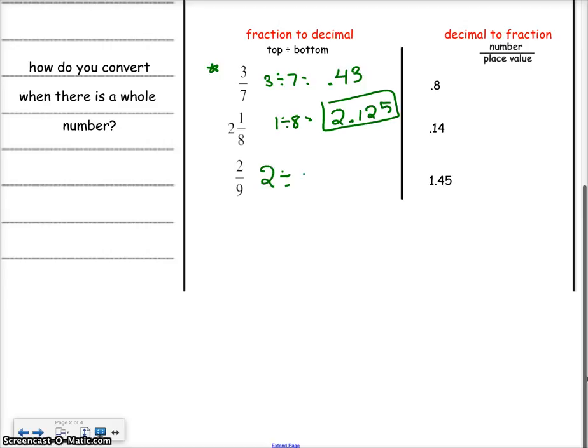Okay, 2 ninths. 2 divided by 9 equals top divided by bottom. 0.222222222. What does that mean? Repeated. 0.2 repeating. Put the bar. It is different. You must include the bar when it's a repeating decimal.